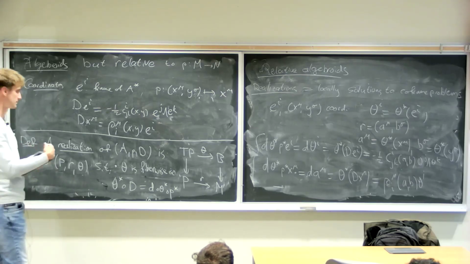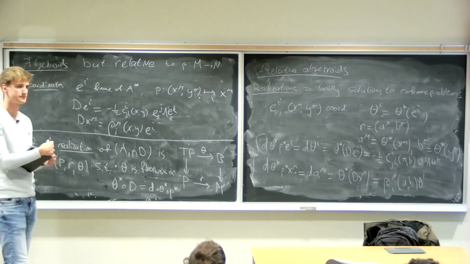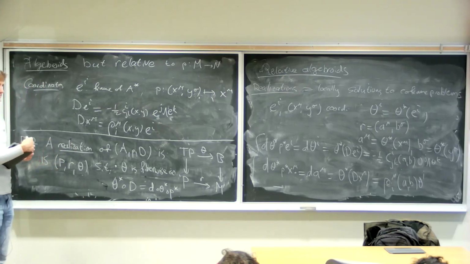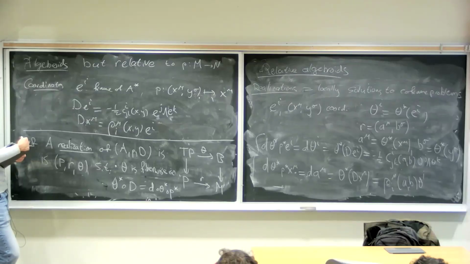So can I just ask, what is the... a realization is like saying that there's a certain type of relative algebroid which we're trying to realize this relative algebroid as. There's a special type. So what is that special type? What would be the simple kind of relative algebroid that a realization gives?